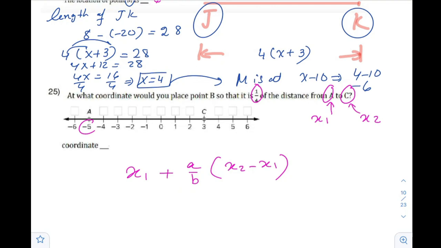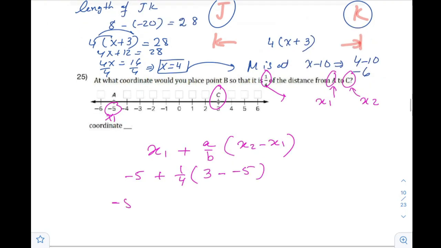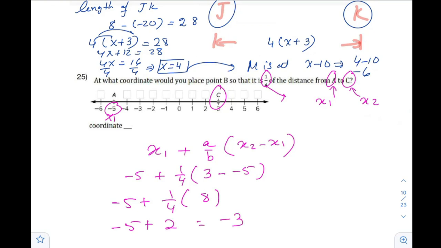So in our case, x1 is -5. This is x1. x2 is the C, which is 3. A over b is the fraction that he is giving to you. So it's 3 minus -5. So -5 plus 1 over 4 times 8, that is -5 plus 2, which is negative 3. So the answer is -3.